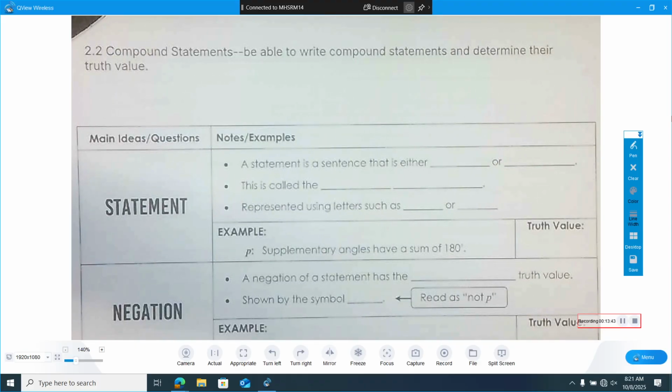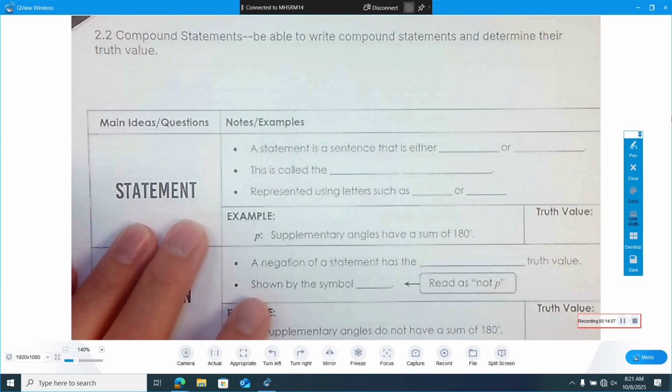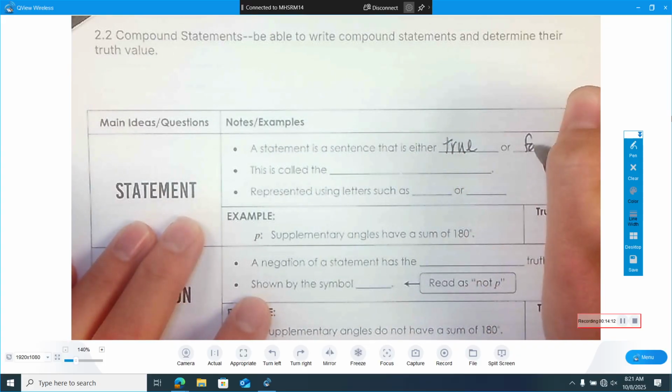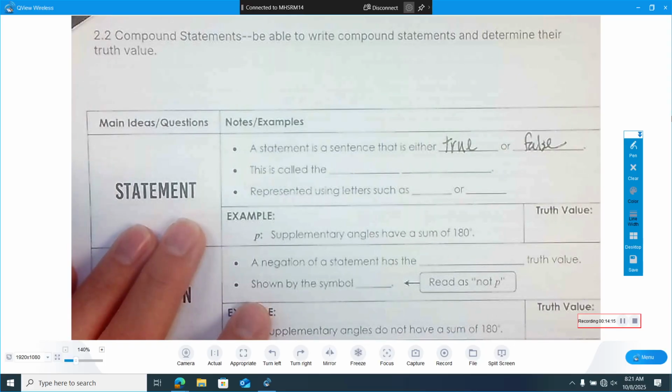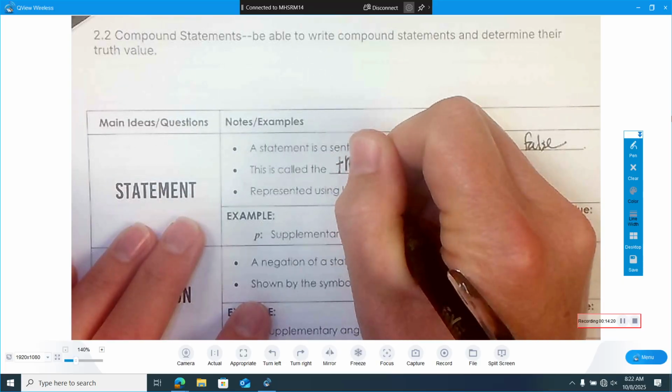So now we want to also talk about compound statements. Compound statements, you write them all the time in English. I went to the park and built a sandcastle. Compound statement, okay? And so we do the same thing in math, and we're going to talk about this stuff here. So a statement. A statement is a sentence that is either true or false. And whether it's true or false, this is called the truth value.